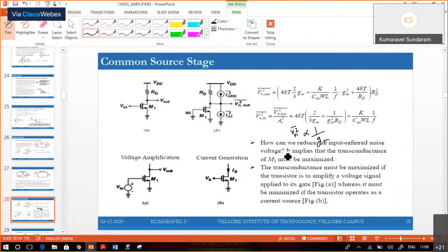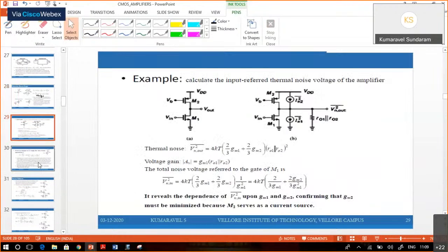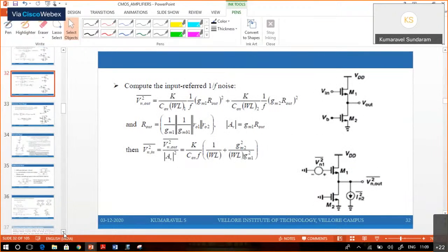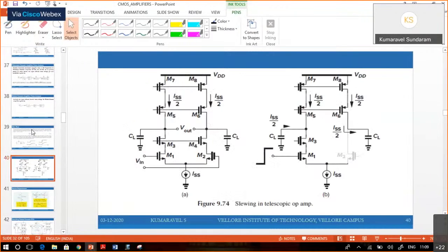How can we reduce the input referred noise? It implies that if you maximize the transconductance of M1, the input referred noise can be reduced. To maximize the transconductance, there are n number of topologies available in the literature. I'll go with that one.